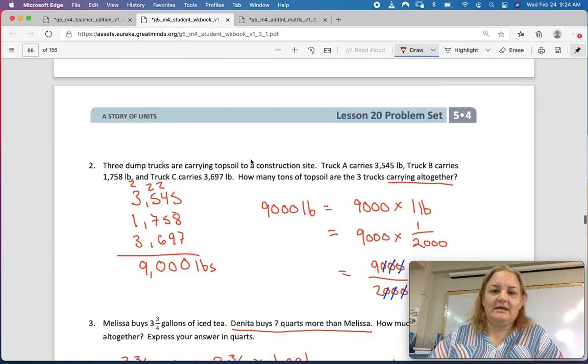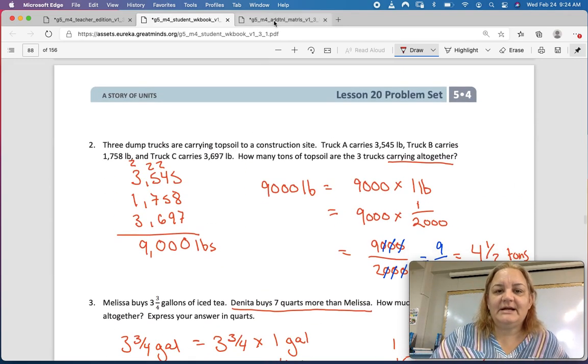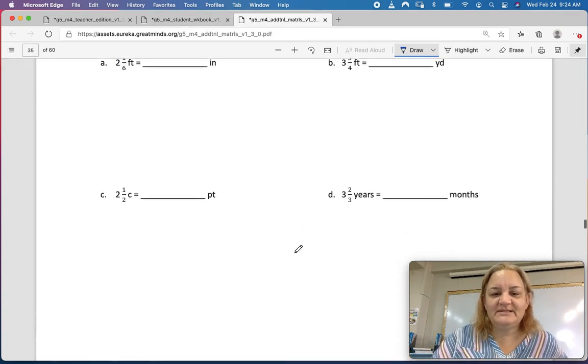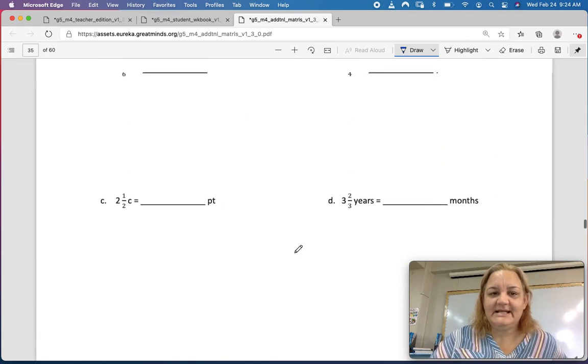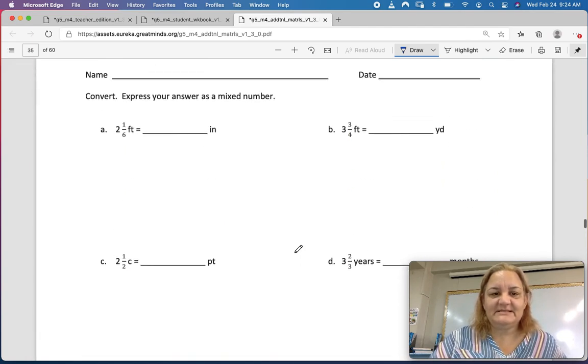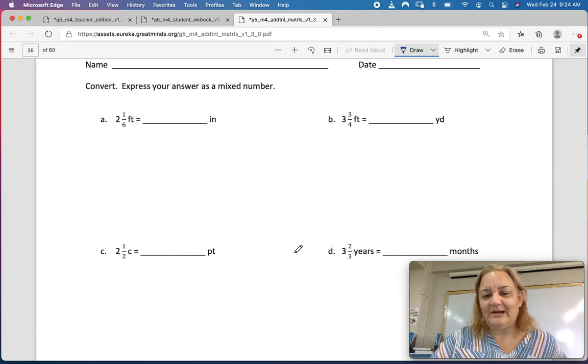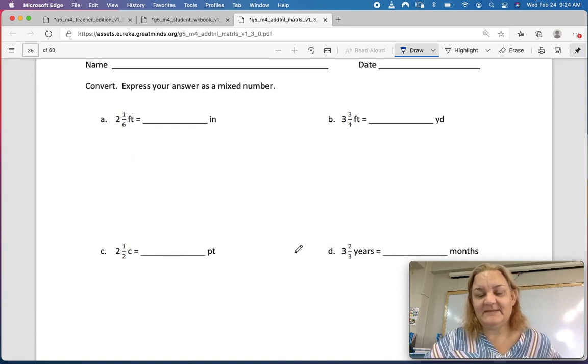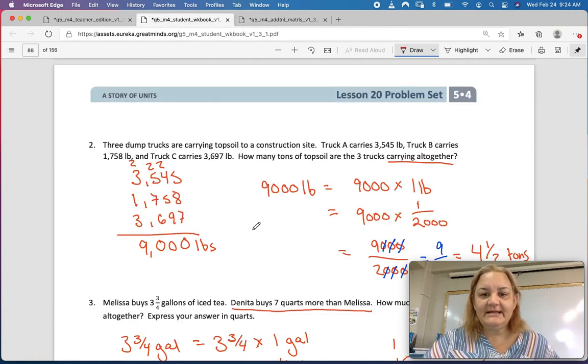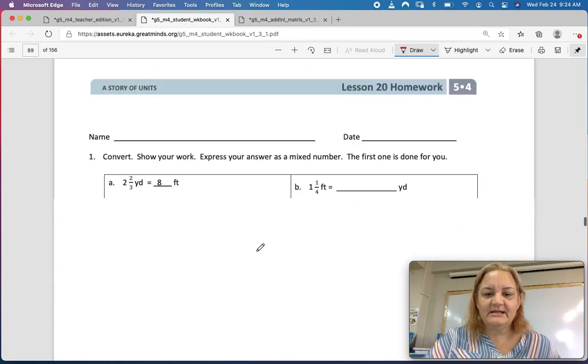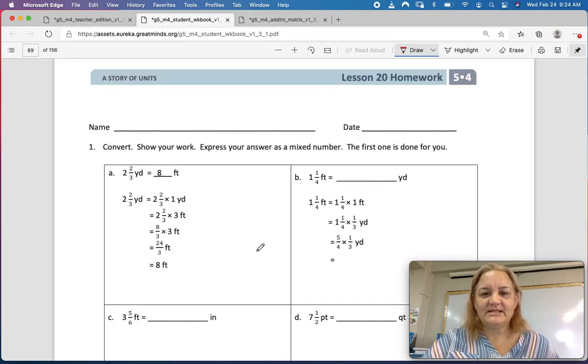Good. Okay, please go to your exit ticket, finish it up. No big story problems there, just easy conversion problems. Remember, you can use the distributive property or improper fractions as long as all of your answers are in mixed numbers. Your choice. Show your work. Then come back and do the lesson 20 homework, and if you have questions on that, we will do that together in class. Good job.